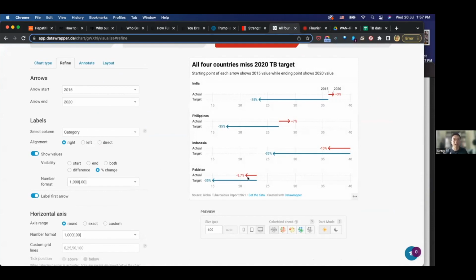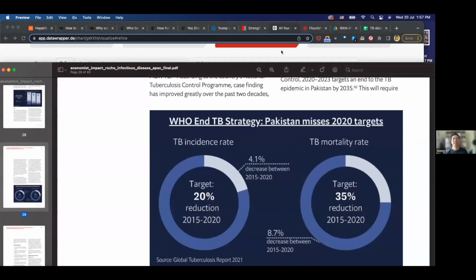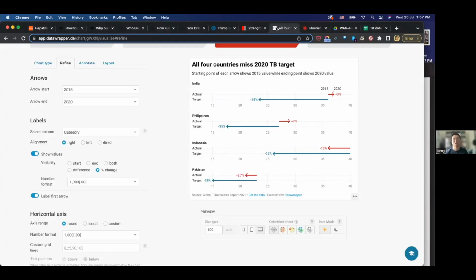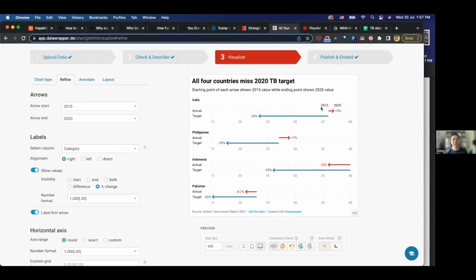And in this case, if you want to show the difference between the target and the actual situation for four different countries, compared to what I showed you just now, I believe most of you would think that this is actually a better chart, right? So you show that this is the target. The target is to reduce by 35%, but what actually happens is that it increased by 3%, right? So for Philippines, it increased by 7%. The target is to decrease by 35.